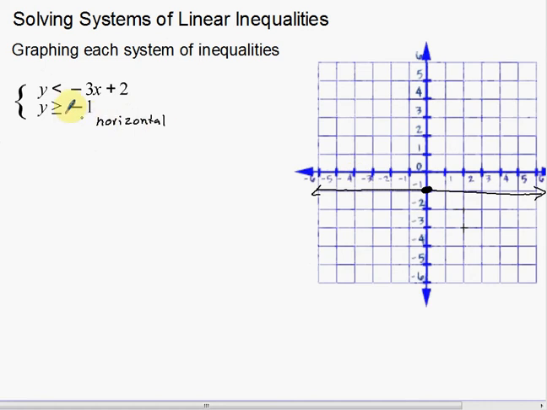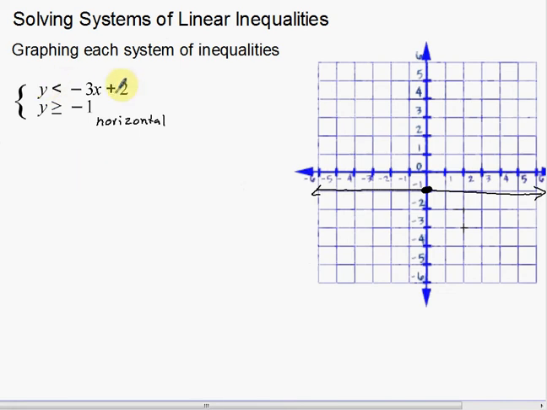Is that supposed to be a solid line? Okay, it is supposed to be a solid line. The or equal to tells you that we include points on that line, and so we'd use a solid line for this one. Now, this top one here is going to be a dotted line.